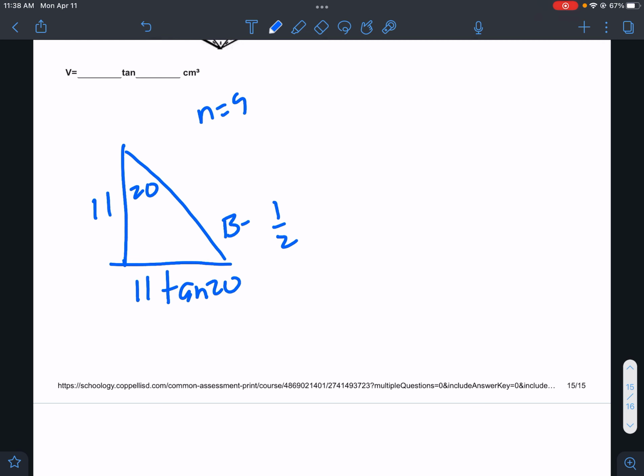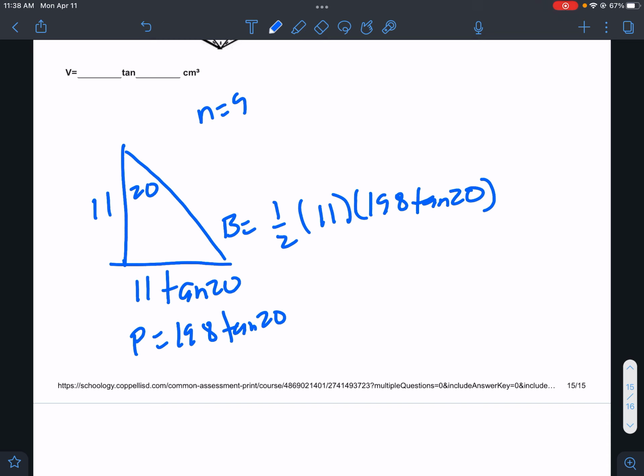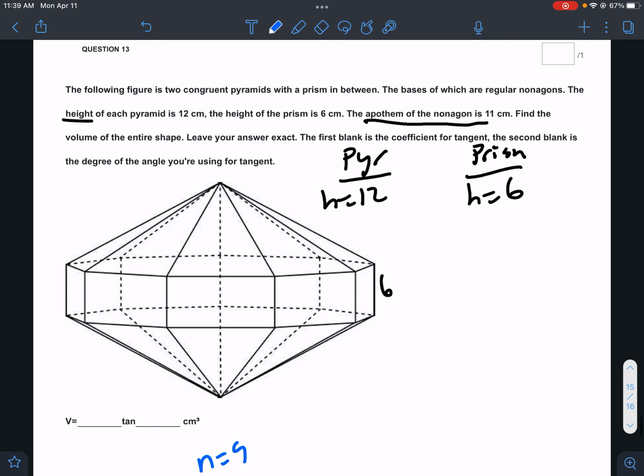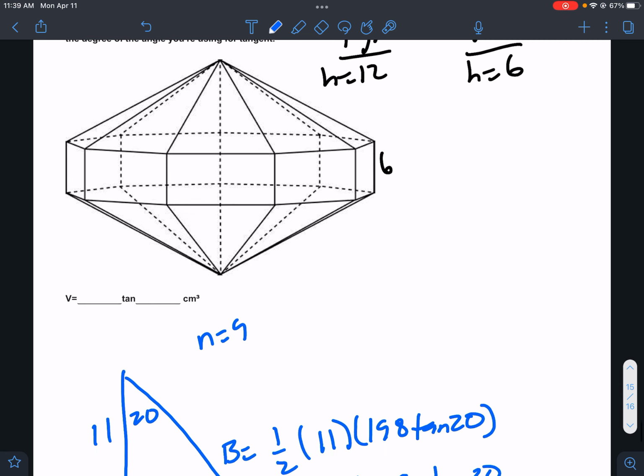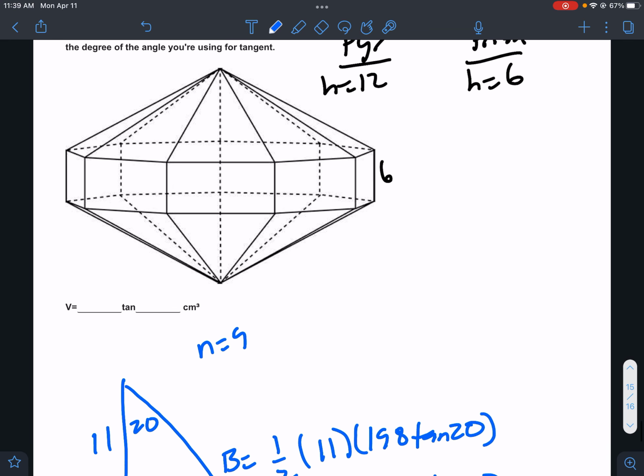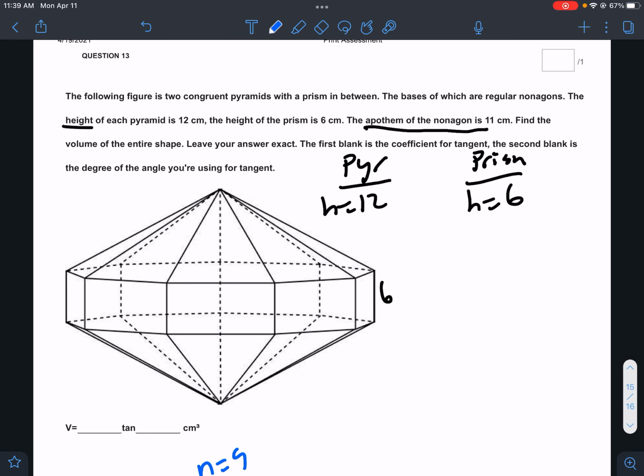So the area of this shape would be 1/2 times the apothem times the perimeter. 11 times 18 is 198 tan 20 times 198 tan 20. So that would be 1089 tan 20. So that's the area of the base, and all 3 shapes have the same base. 2 pyramids, 1 prism, all with that base. So it says, find the volume of the entire shape. Leave your answer exact. The first blank is the coefficient for tangent. The second blank is the degree of the angle.